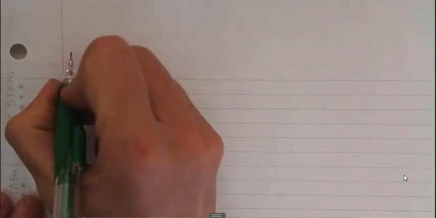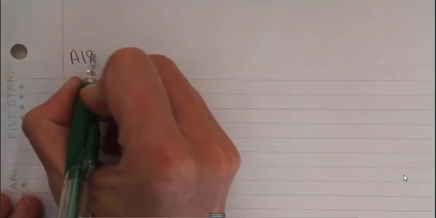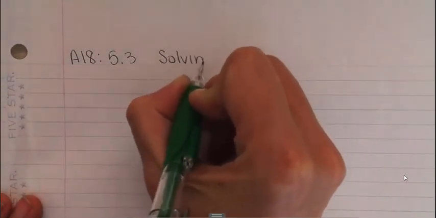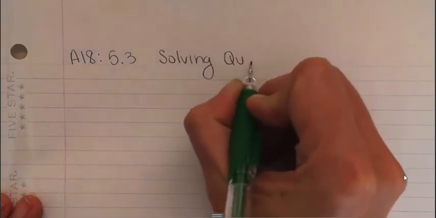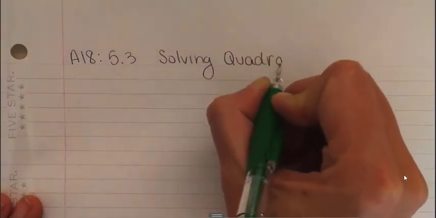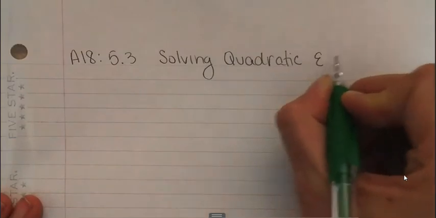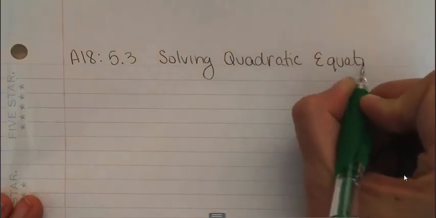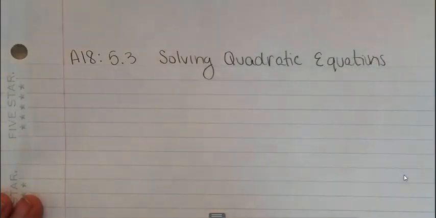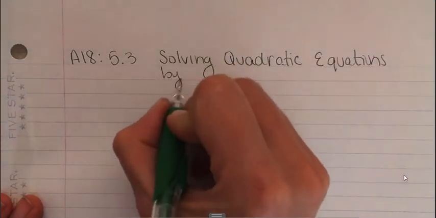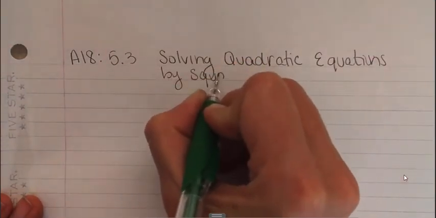All right, assignment 18. This is 5.3. Solving quadratic equations by square roots.